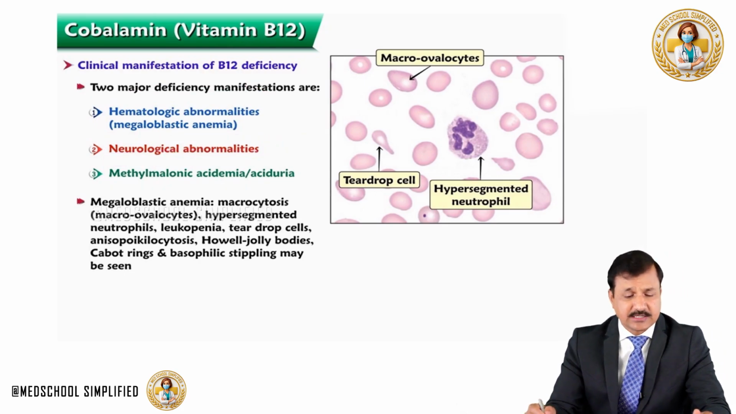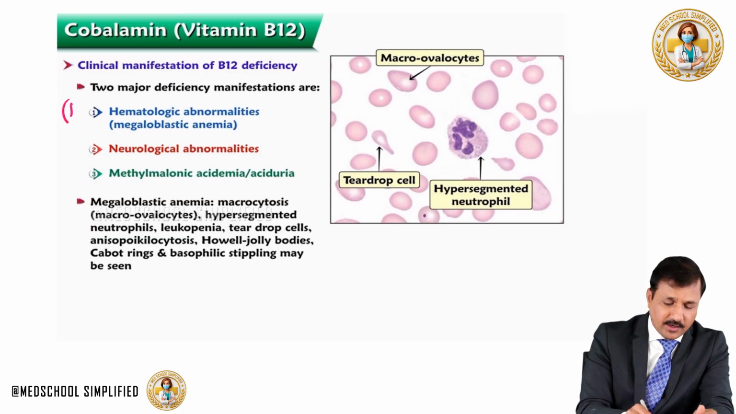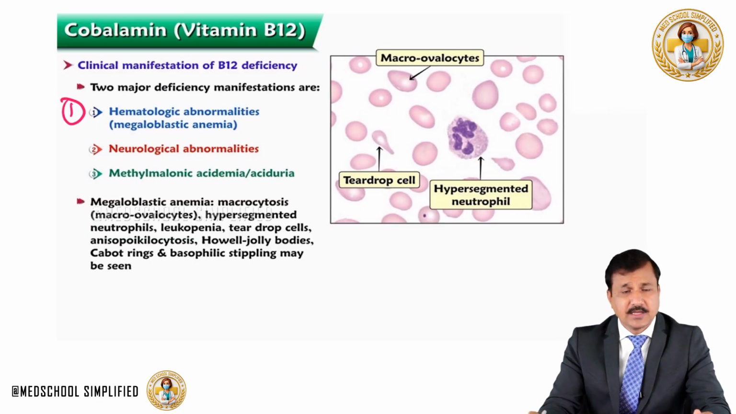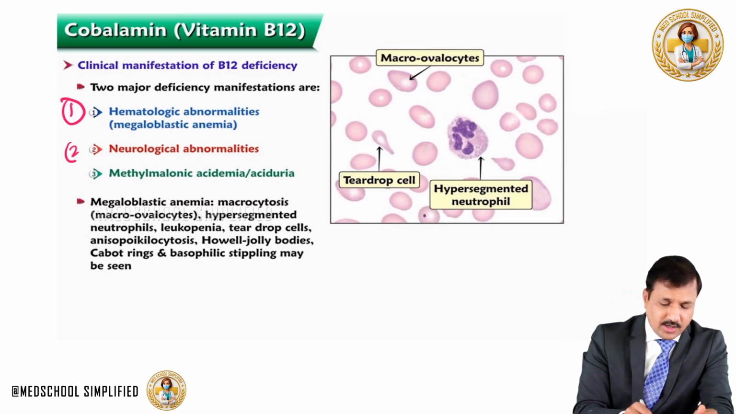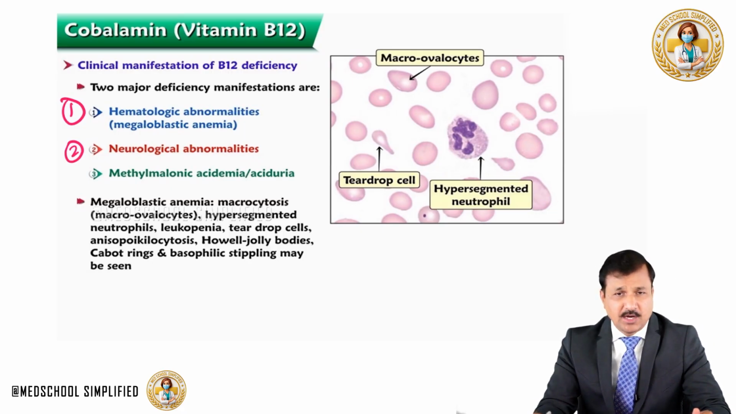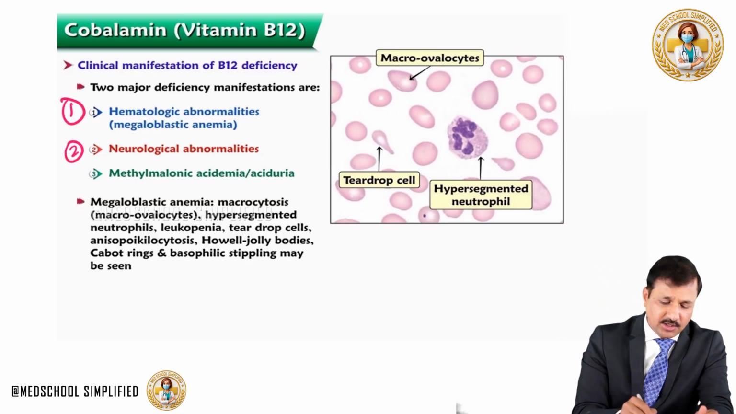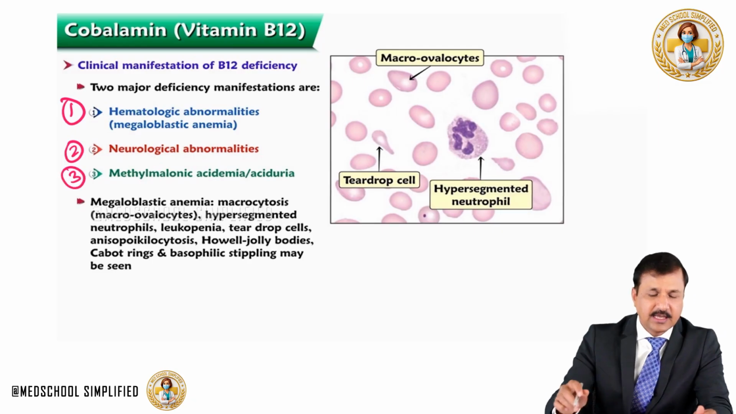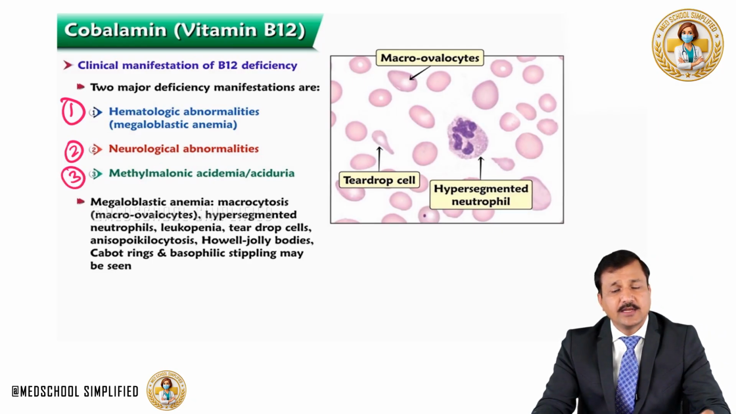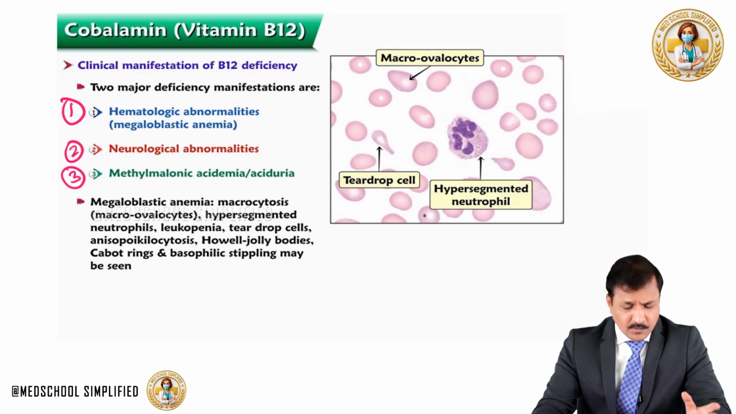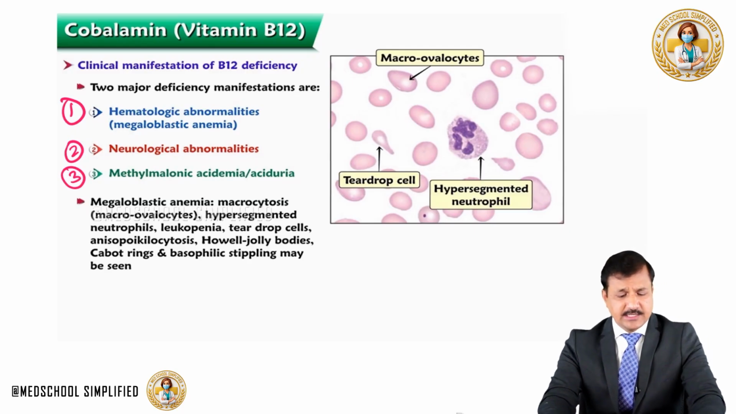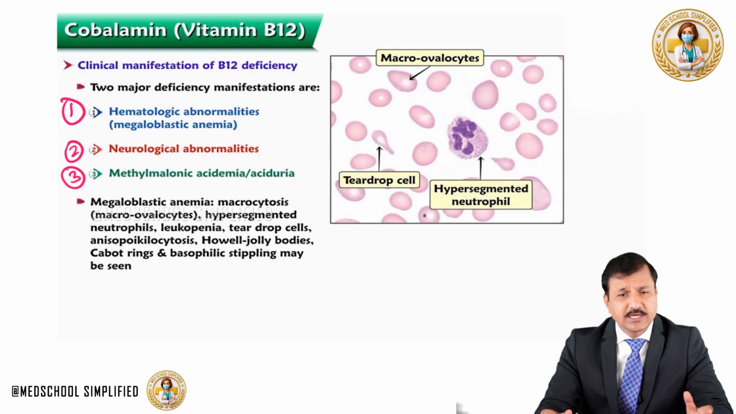What are the three things? One is you will have to look for megaloblastic anemia. The second thing is you need to look for neurological abnormalities. And the third thing that you need to look for is elevation of methylmalonic acid in the blood or in the urine. Okay, now let's see what type of megaloblastic anemia you see.